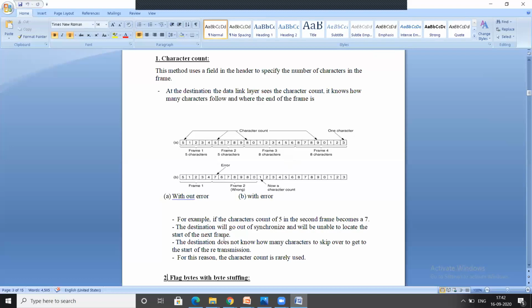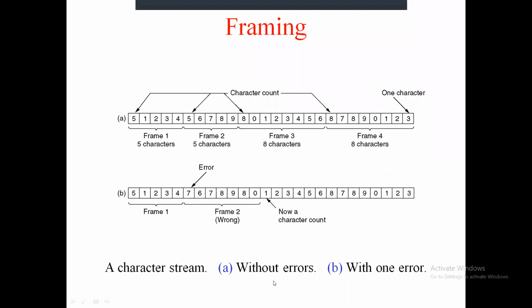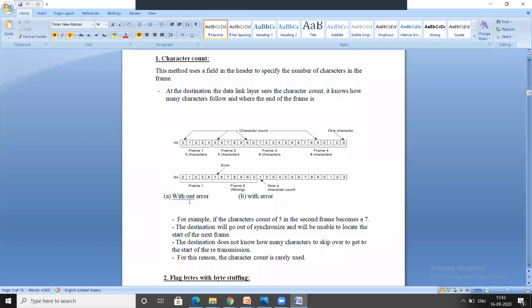See where the problem occurs in this example. For example, if the character count is 5 in the second frame, actually what is the character count in the first diagram? What is the character count in the first frame, first character stream? 5. How it changes? 5 becomes 7. Then the destination will go out of sync and be unable to locate the start of the next frame.